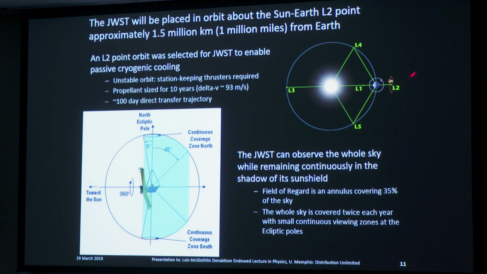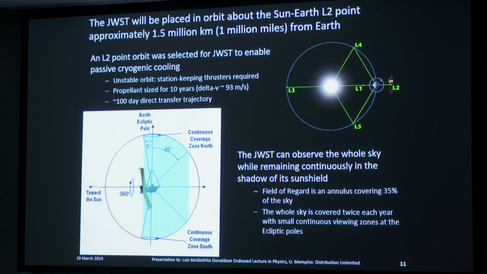Now we're not going to put the JWST exactly at the L2 point, but we're going to put it in a little orbit around the L2 point. And the reason for that is we have to stay out of the shadow of the Earth because we're generating electricity with solar arrays. So if we get into the shadow, that would be bad for business. This orbit around the L2 point is an unstable orbit. It has to be maintained with station-keeping thrusters.